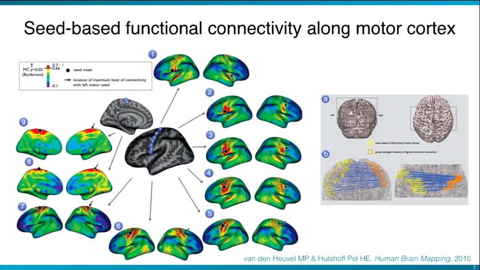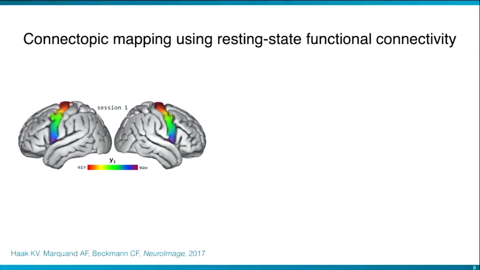And the next challenge would be, how can we find a method that allows us to pull out these patterns, these distinctions of connectivity patterns, without having to simply look at each of these individual maps? How can we characterize this in a data-driven way? And that's what Koen Haak, working with Christian Beckmann, developed and published last year in Neuroimage.